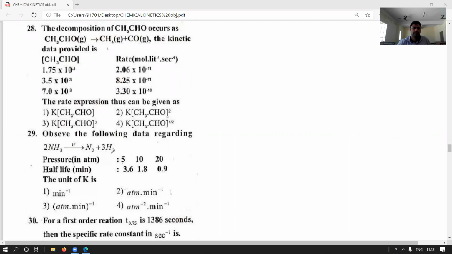Let's see the next one, 29. 29th question. Observe the following data. The decomposition of ammonia in the presence of a tungsten surface converts into N2 plus 3H2. The pressure values they give: the pressure is 5, it becomes 3.06. The half-life period T half is decreasing, 3.6 converts into 1.8, 1.8 becomes 0.9, meaning the half-life value T half is directly proportional to the concentration of reactants, which means it belongs to a zero order reaction.